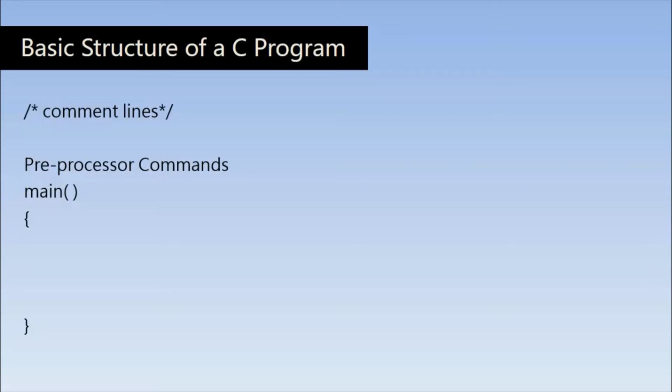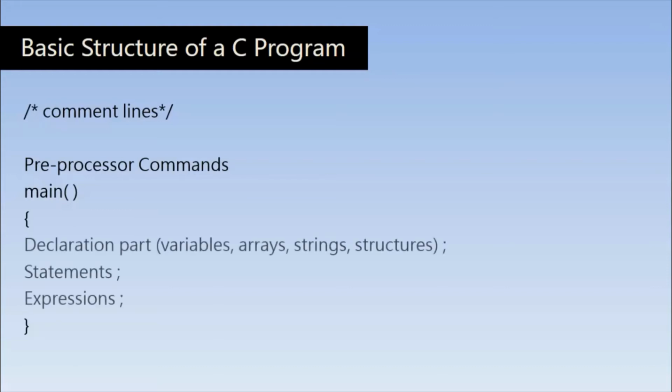And we write the code or the instructions within the pair of curly braces. If our program needs more and more operations, we are going to write our own functions with whatever name we want. And inside the main function, our actual code resides. In the declaration part, we're going to declare the variables, arrays, strings, structures that we are going to use in the program, and other executable statements like input and output statements, and expressions for our special operations. Expressions may be mathematical, logical, or any other expressions.